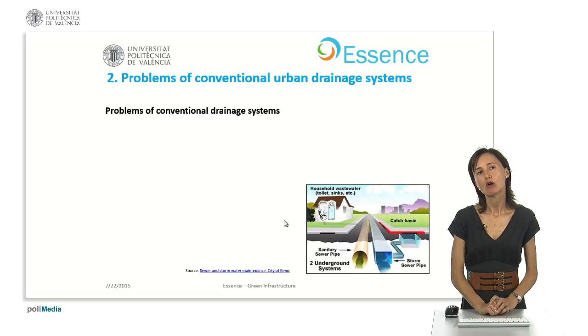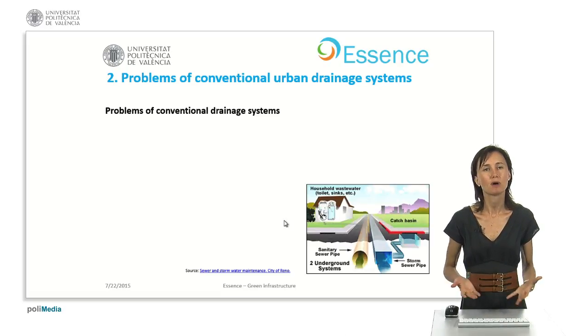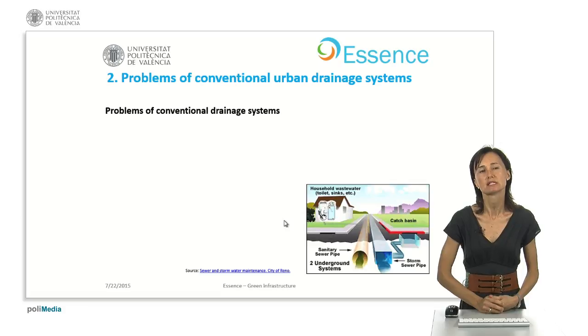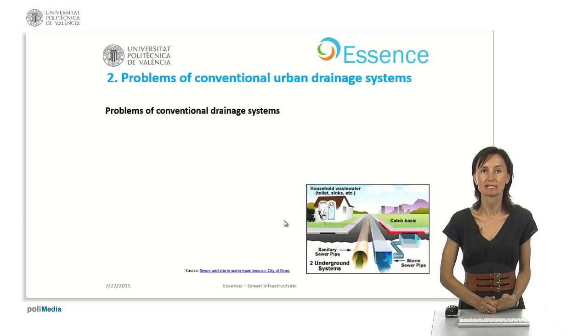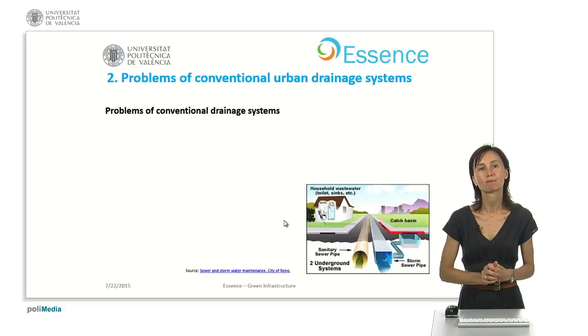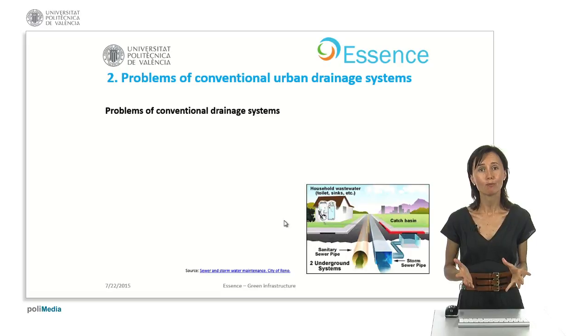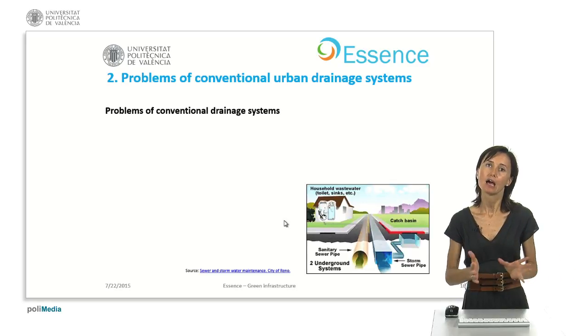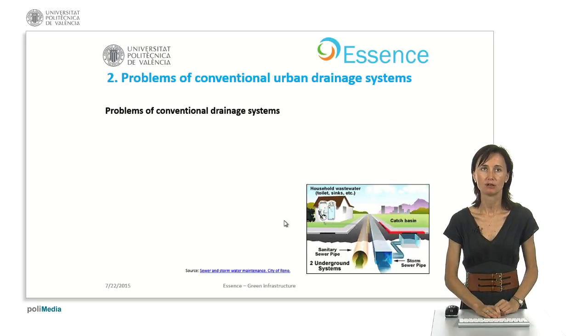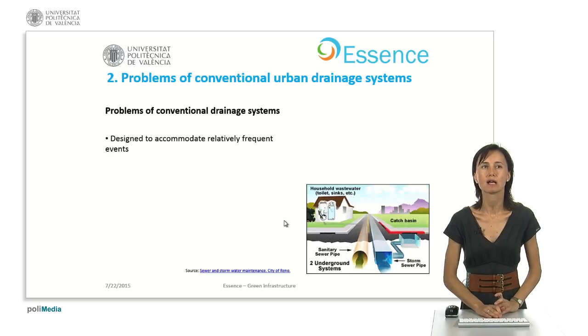So, how is runoff usually managed in urban environments? Well, traditionally, surface runoff has been managed by using conventional drainage systems. These systems serve to gather up rainfall from impervious surfaces and remove them as quickly as possible. But they have several drawbacks.